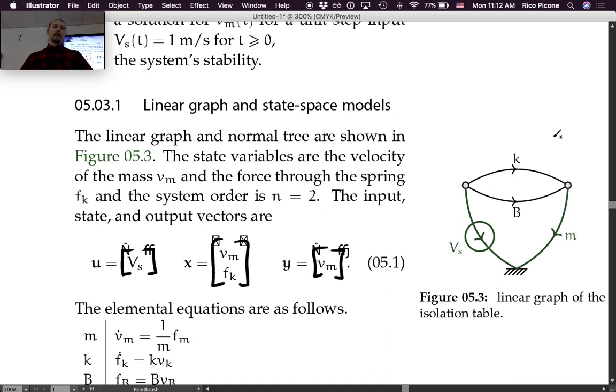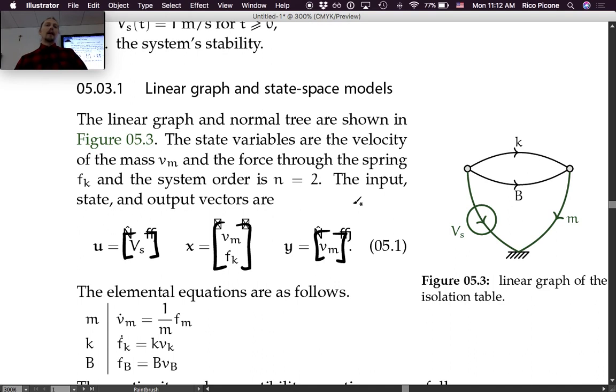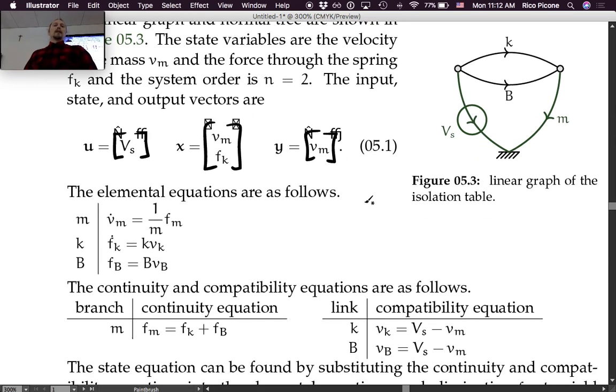So we can write our input, state, and output vectors. I decided that the output was going to be the velocity of the mass. That's what we care most about. That's what the vibration of the device sitting on it is going to see, right? It's the velocity of the top of the table, the heavy top of the table. So the elemental equations are as follows. I'm going to use dot notation because we don't have any circuits in this problem, so no I to worry about.